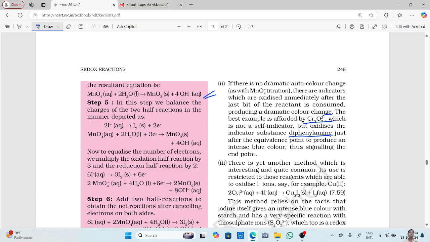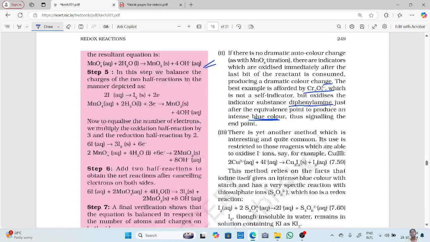Here what happens is, the moment the last bit of reductant is oxidized, the diphenylamine indicator converts its color into a dark, intense blue color, signaling the end point. That means you have attained the equivalence. Your amount of reductant and your amount of oxidant is equal.